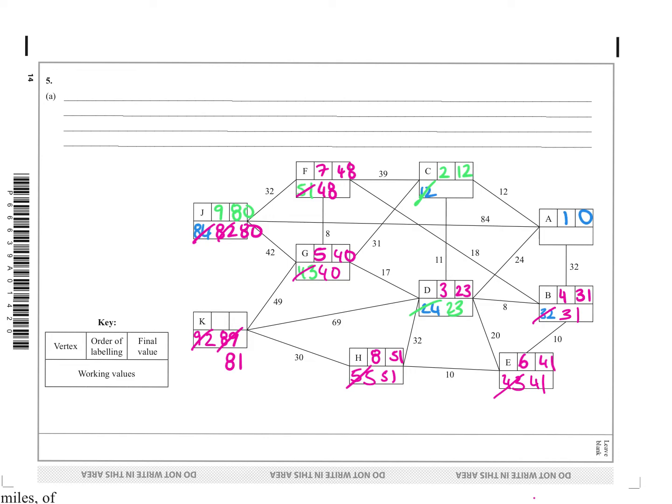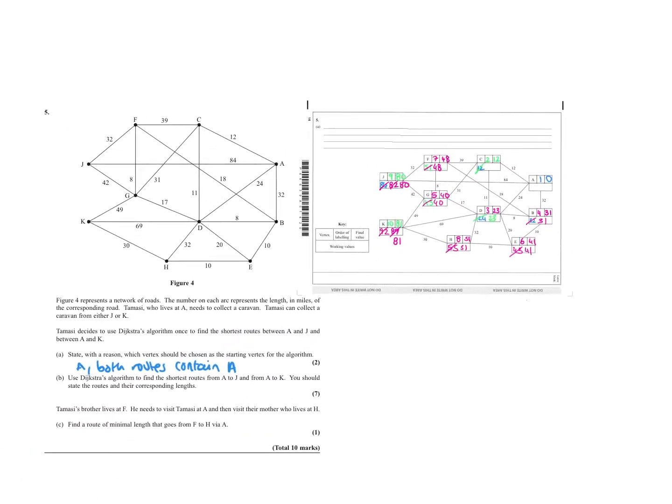Now from J, I can't actually go to K, so that's fine. So what comes after the number 9? 10. Brilliant. And that is 81. I cannot believe it, but this is fully correct. Okay? So please watch out for that, because you can lose some really awful marks. Okay, the next question is somewhere, but I've lost it. Oh, it's here.